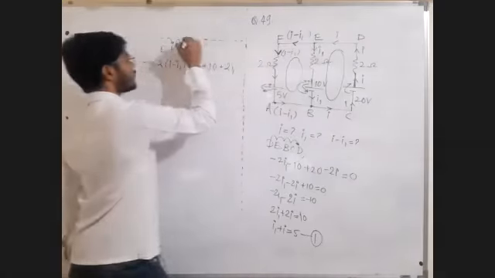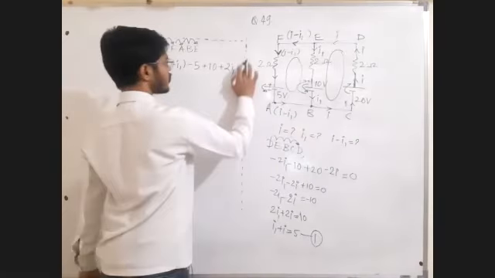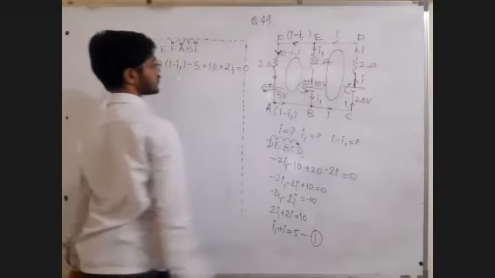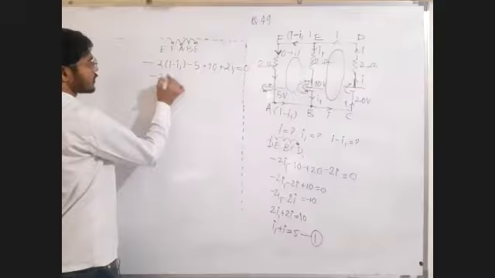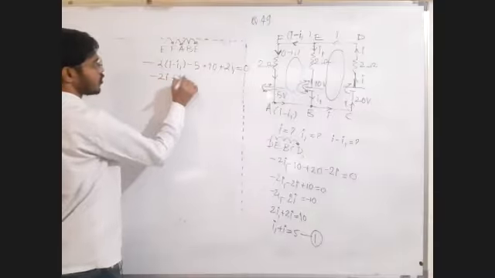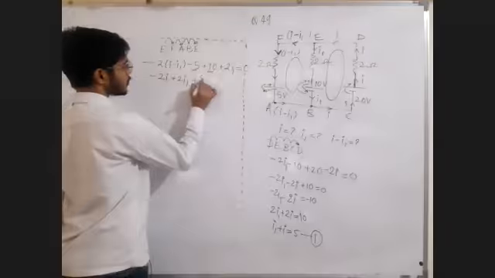I came to point E. Start point, end point same. So net gain or net fall in potential is equal to 0. Now this minus 2I, plus 2I1, plus 2I1, minus 5 plus 10, is equal to plus 5.